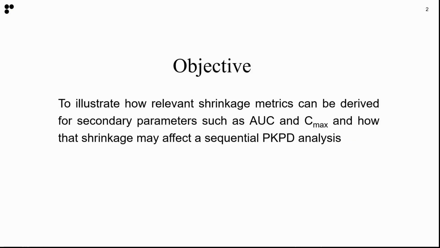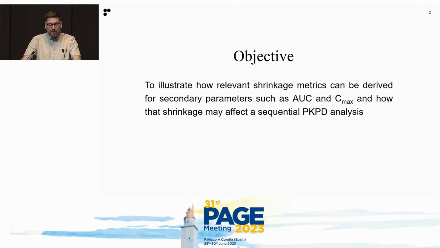So the objective of this presentation is to illustrate how relevant shrinkage metrics can be derived for secondary parameters, such as, for example, AUC and Cmax, and how that shrinkage may affect sequential PKPD analysis.